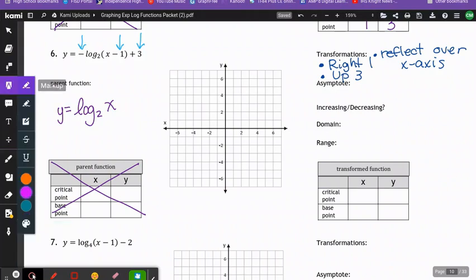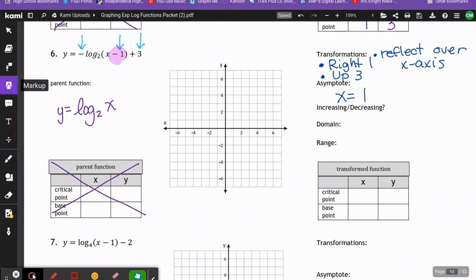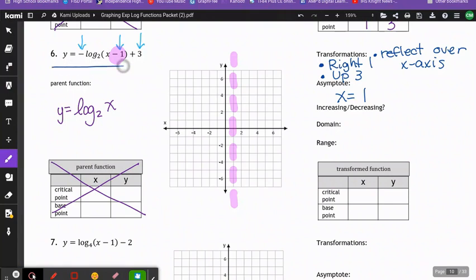And then we also said the C value, this inside here, is going to tell me my asymptote. So my asymptote is going to be at x equals 1. And I'm going to go ahead and draw that dotted line through the x-axis at 1. And then I'm going to go over to the calculator and type all of this into my calculator so I can take a look at the table and get my points.